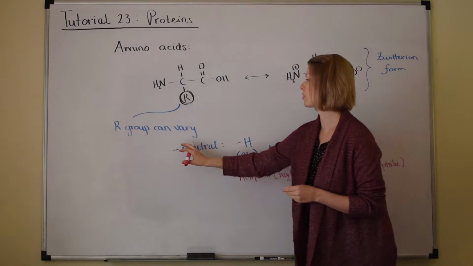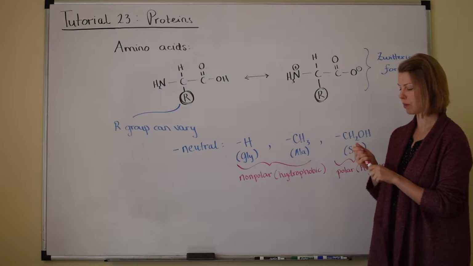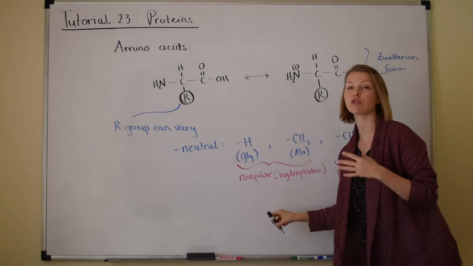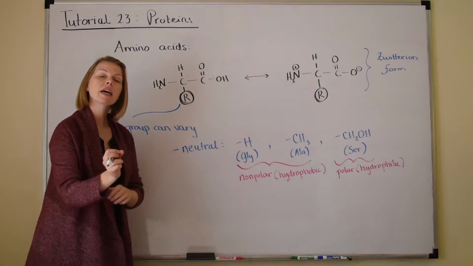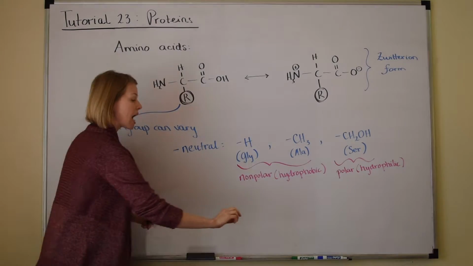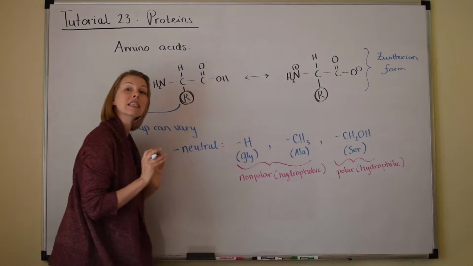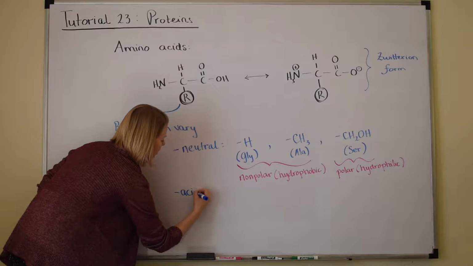All right, so we said there's 3 categories. We just talked about one so far. The side group can be neutral, and those neutral side groups can be either polar or nonpolar. The side group can also be acidic. There are some amino acids that have acidic side groups. So let's talk about that next. Acidic.